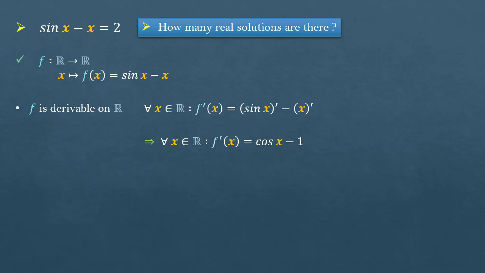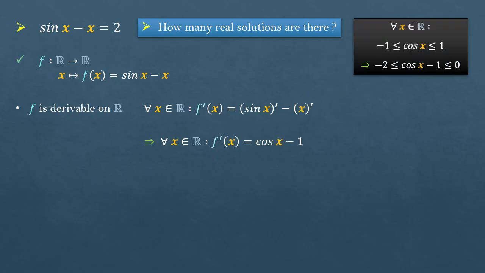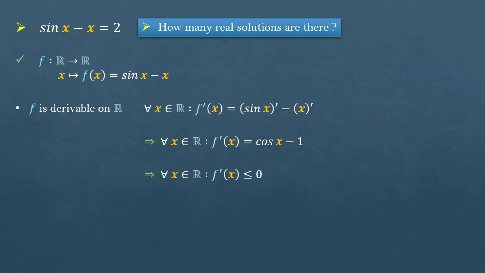Now, to determine the sign of f prime of x, we know that for every real value of x, the cosine of x is bounded by minus 1 and 1. Therefore, the cosine of x minus 1 is between minus 2 and 0. So the derivative of our function, f prime of x, is less than or equal to 0 for every real value of x.